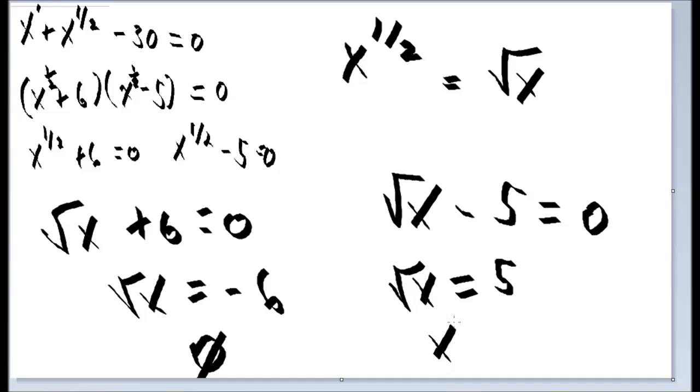and then that means that x, when we square both sides, is equal to 25, because what is the square root of 25? It is 5. So this is the only answer that we have right there.